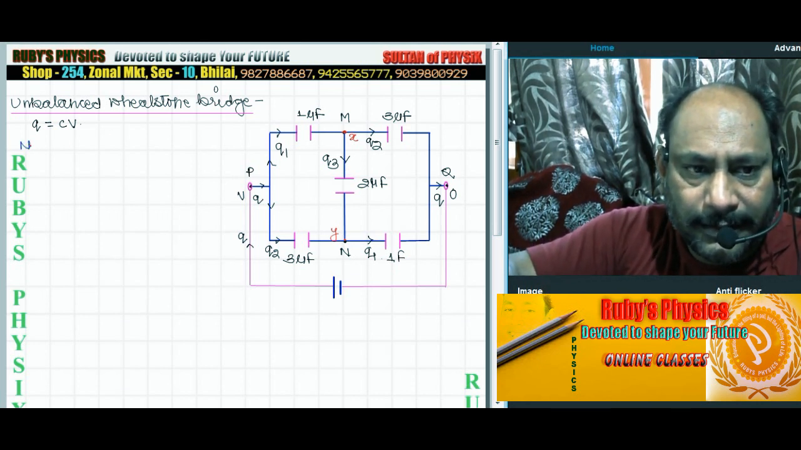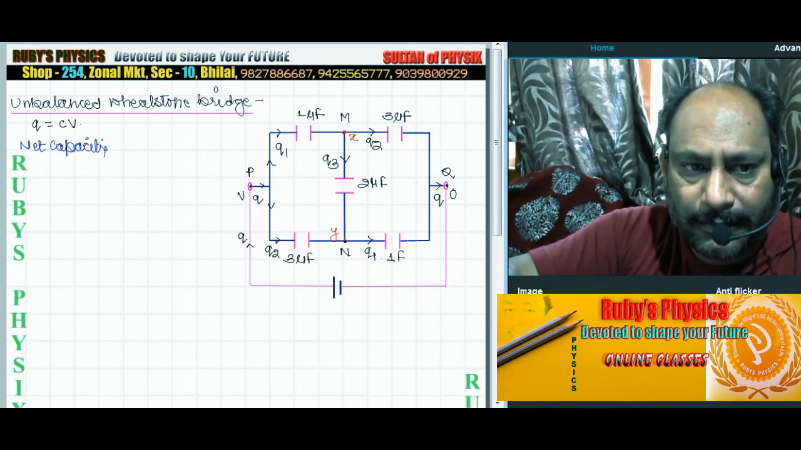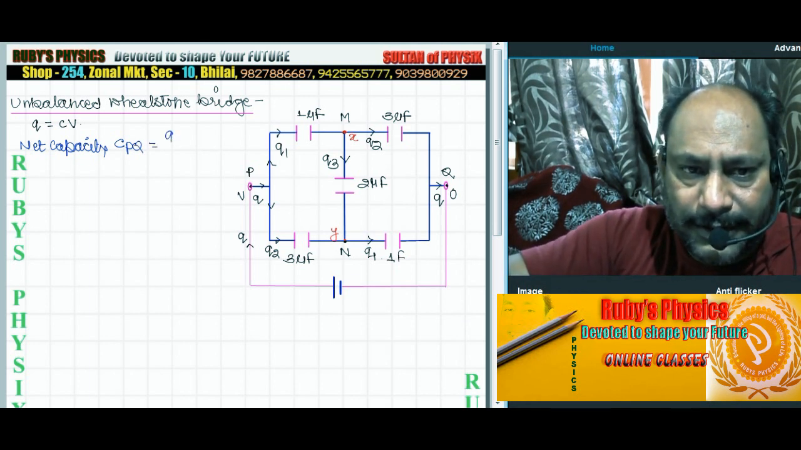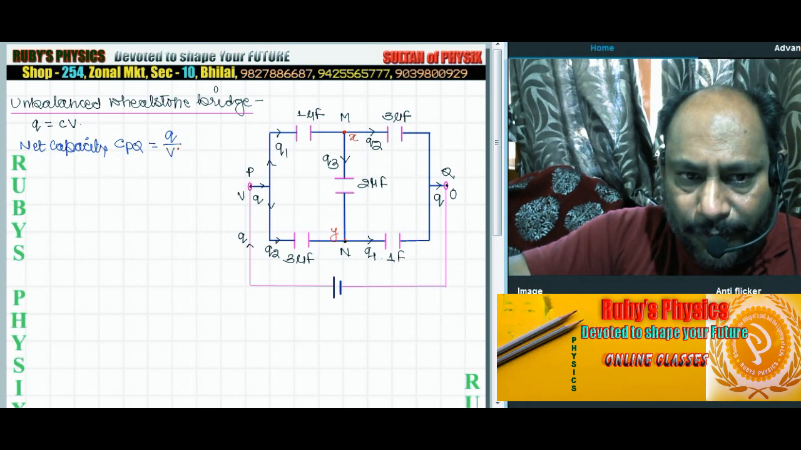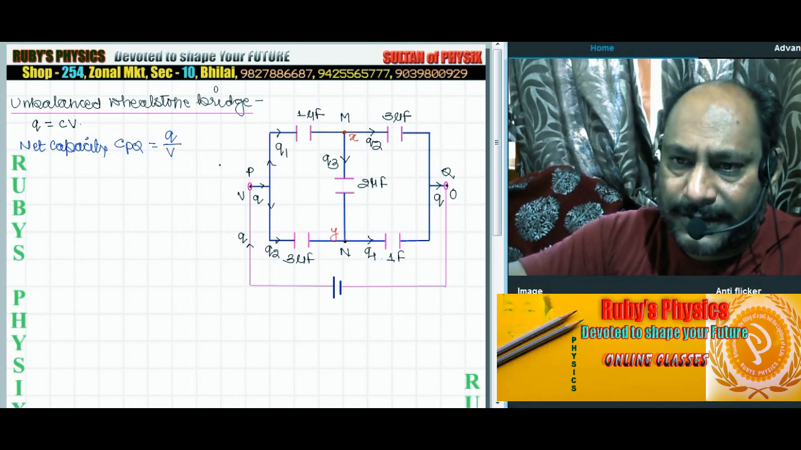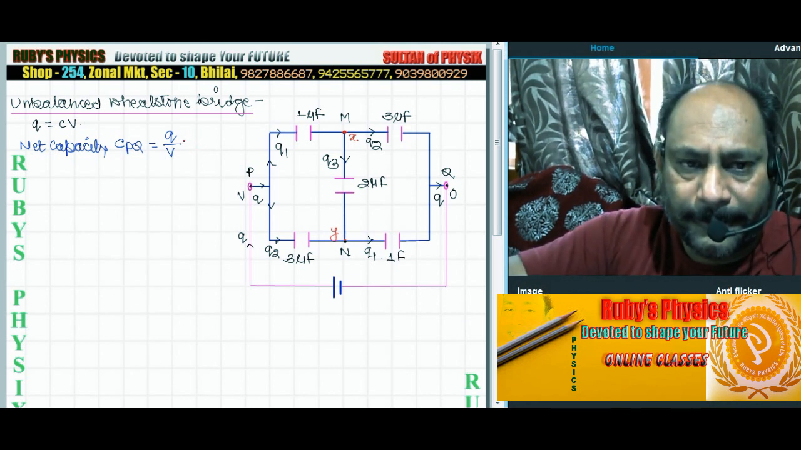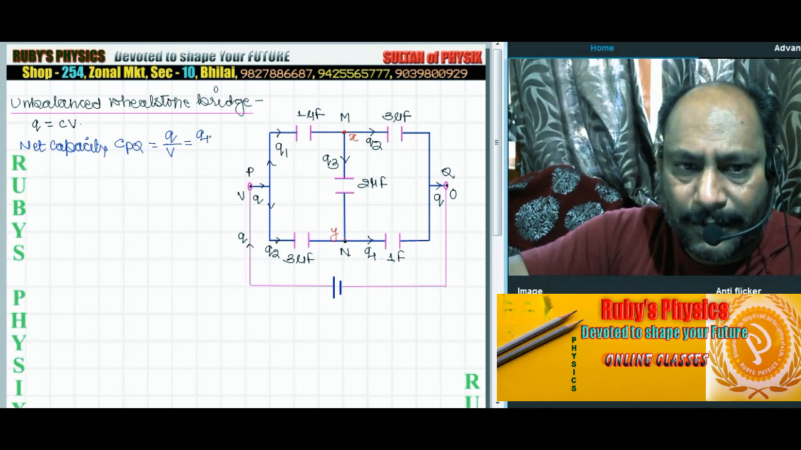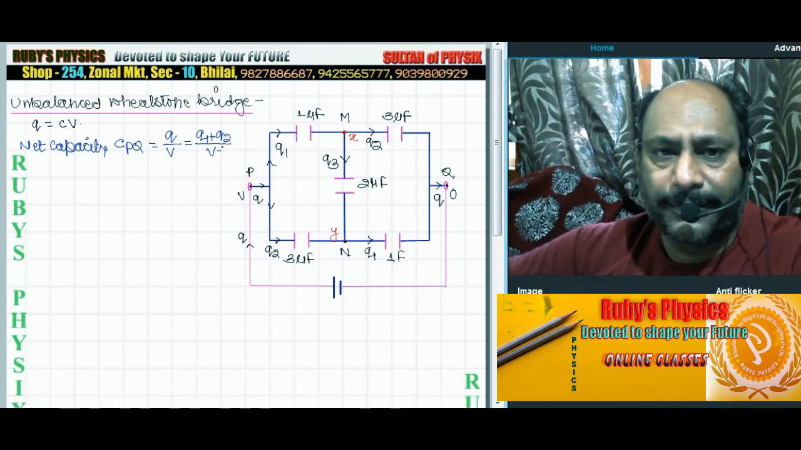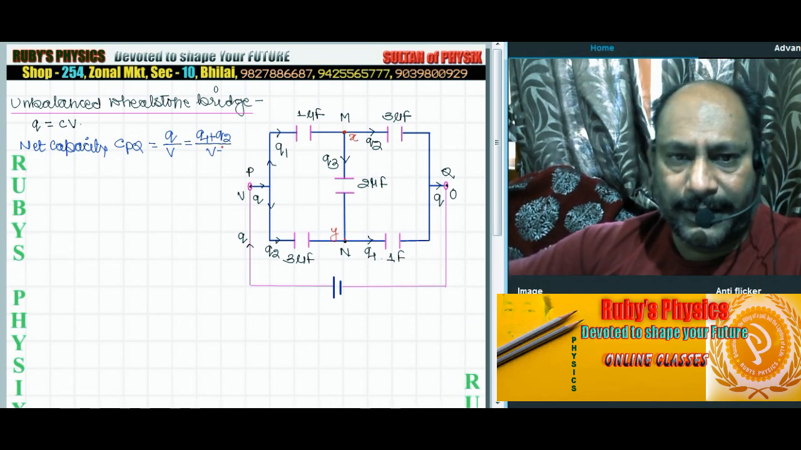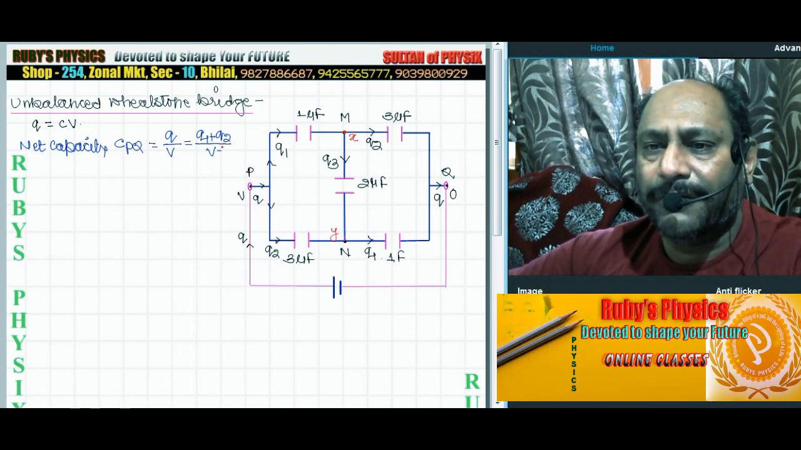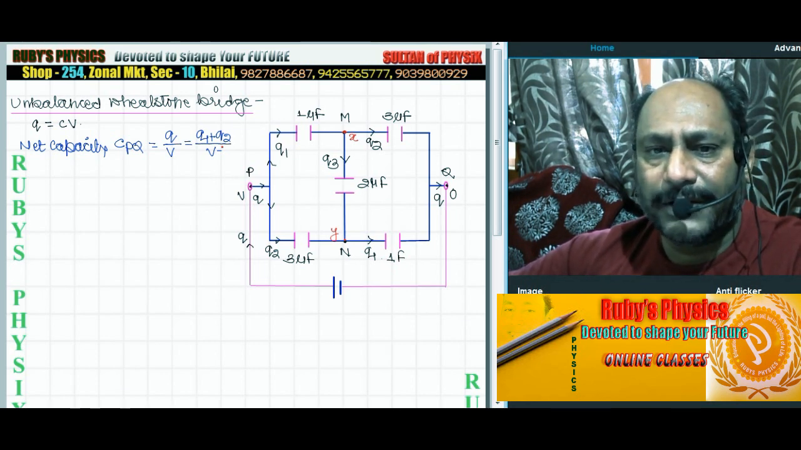So the net capacitance C_PQ will be given as Q by V. V minus 0 means V. Is that clear? And Q is given by Q1 plus Q2. Q1 plus Q2 upon V. Now see how easily we can calculate. It will give you simple equations of algebra.